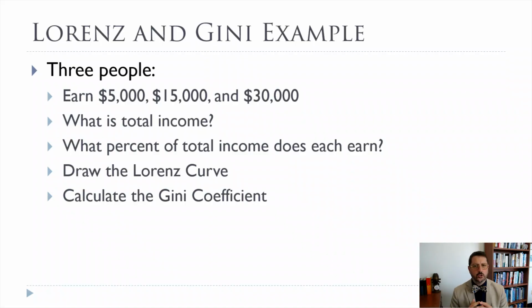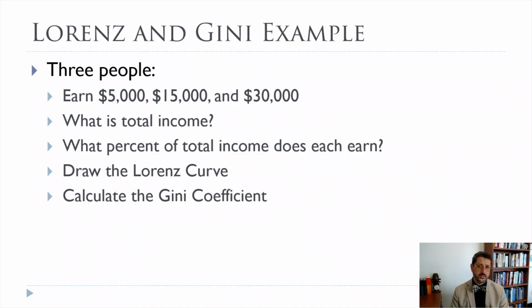And so in order to graph the Lorenz curve and then calculate the Gini coefficient, we're going to need to answer some questions. So the first is we have to figure out what is total income. That's pretty easy. We just add them up. What percent of total income does each earn? So with the percents, then we can start graphing on the vertical axis the cumulative percent of income. Then we'll be able to draw the Lorenz curve. And then from there, we'll be able to calculate the Gini coefficient.